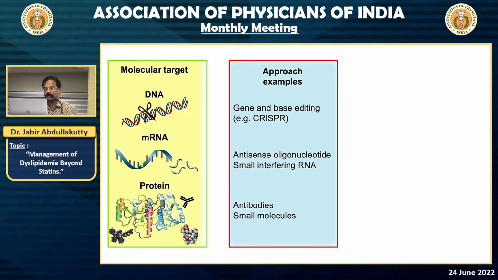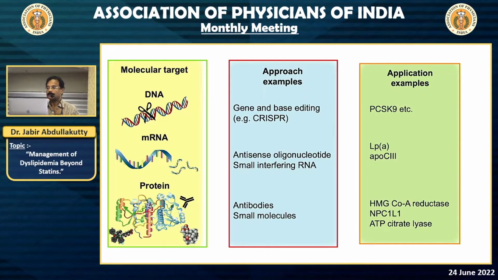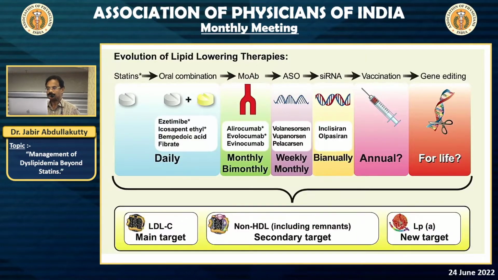Then the third group is the antibodies and the small molecules. So we have the application examples. The antibodies, monoclonal antibody PCSK9, the small interfering RNA molecules like inclisiran, and then the real small molecules that we use, HMG coenzyme A reductase, that is a statin, NPC1L1, that is a transporter where ezetimibe acts, and the ATP citrate lyase where bempedoic acid acts. So this is the evolution of lipid lowering therapy.